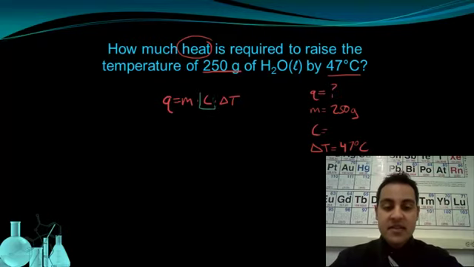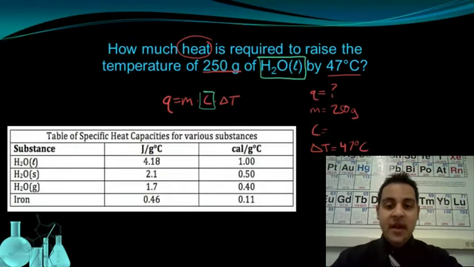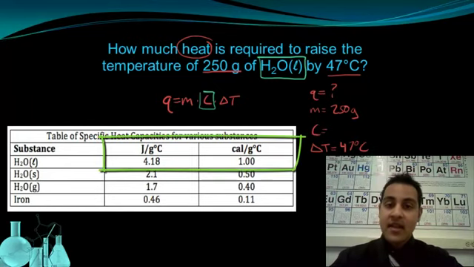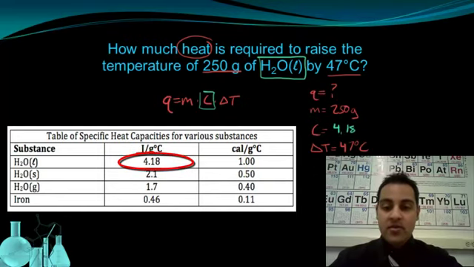That leaves this term C, and C is a specific heat capacity of the substance. Remember, C depends on what substance you have. So in this case, we have liquid water. So we would look up the specific heat capacity of water in the table, and we'll see that we can choose between a constant that is in joules or a constant that is in calories. And the one you pick depends on what the question is asking for. Now, I didn't specify it in this example, so I'm going to go with joules. So my C is going to be 4.18 joules per gram degree Celsius.